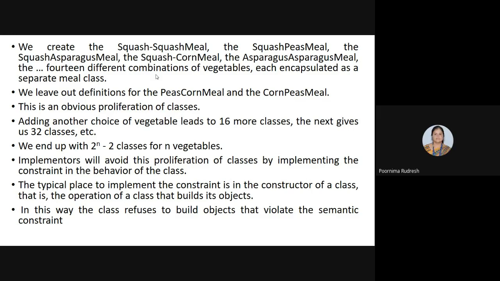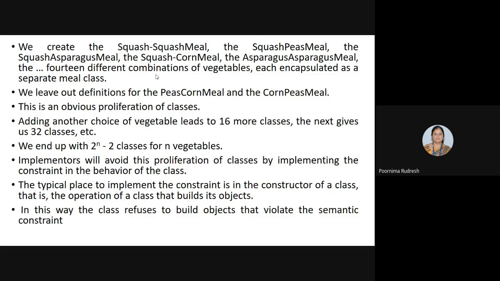Okay. So then what is the proliferation of classes problem? See, in the God class problem, we are keeping all the information in a single class and the remaining classes are accessing that. But in the proliferation of classes problem, even for a simple system, we go on creating more and more classes. And that problem is called the proliferation of classes problem.